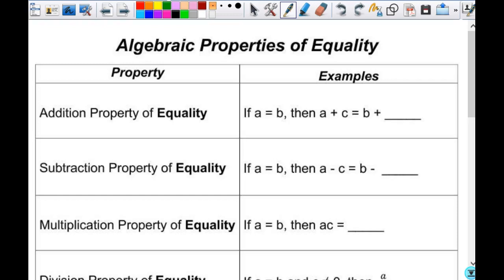Okay, so we're going to start with the algebraic properties of equality. Once we set up our ISNs and we're ready for it, this is going to go on page 29 in your ISNs. We're just going to write page 29 up here at the top because I didn't put a blank there. These are not new to you.